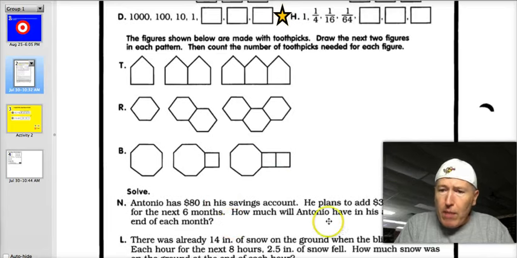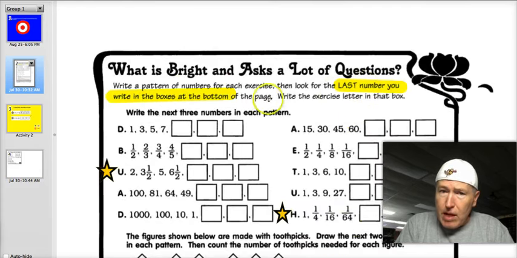Watch out for the word problems. They're a little bit difficult. For example, Antonio has $80 in a savings account. He plans to add $32 each month for the next 6 months. How much will Antonio have in his account at the end of each month? Remember, you're going to make a tally sheet for each month, and you're looking for the last one here because it says the last number you write.